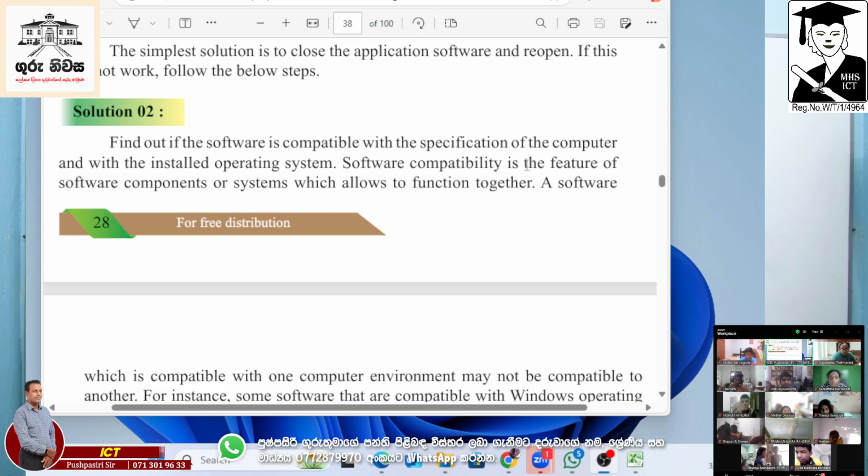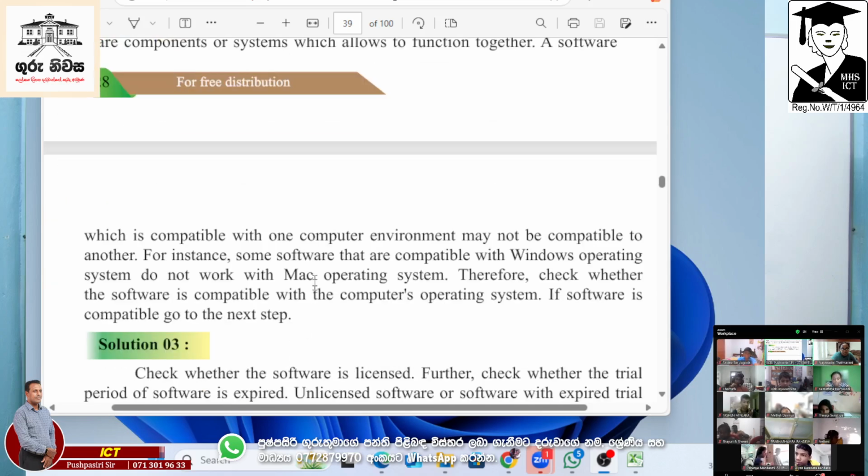Software compatibility is the feature of the software components or the system which allows you to function together. A software which is compatible with one computer environment may not be compatible to another. For instance, some software that are compatible with Windows operating system do not work with the Mac operating system.